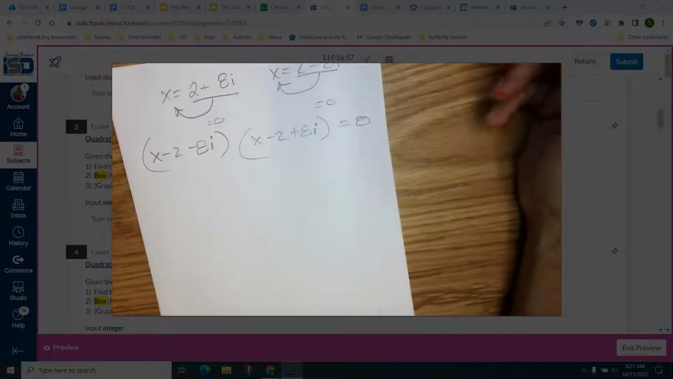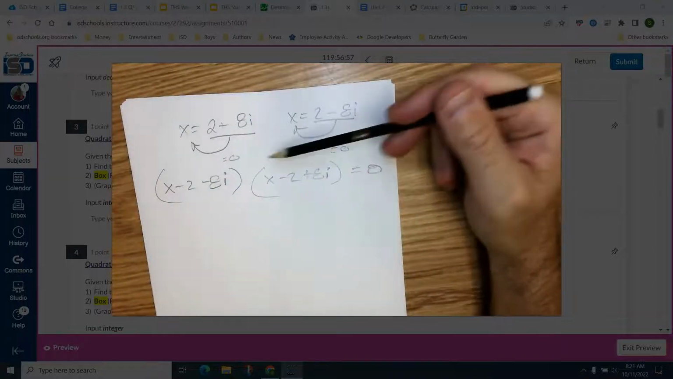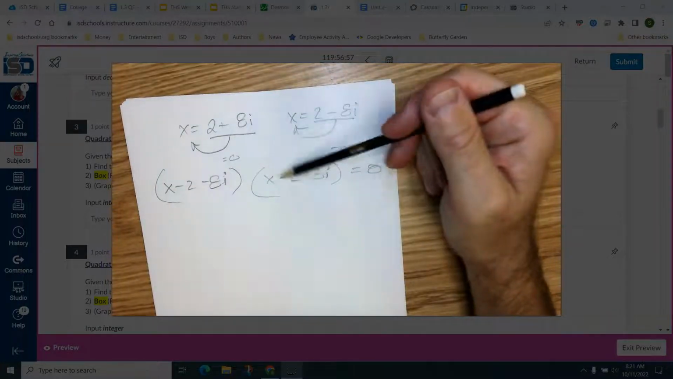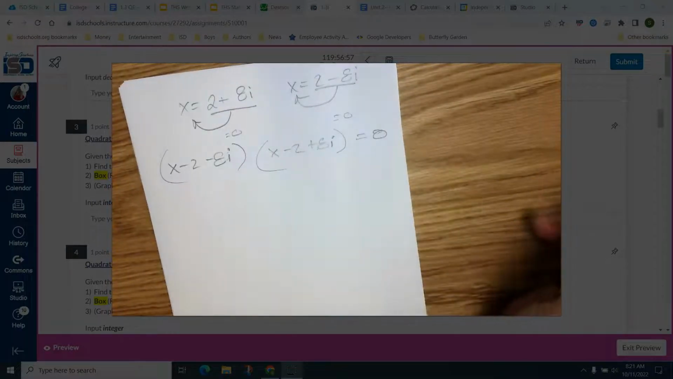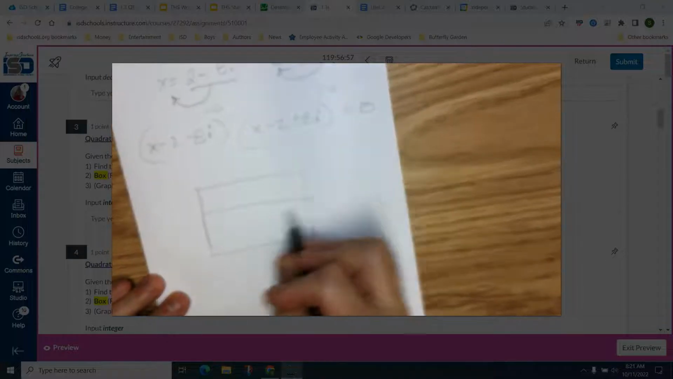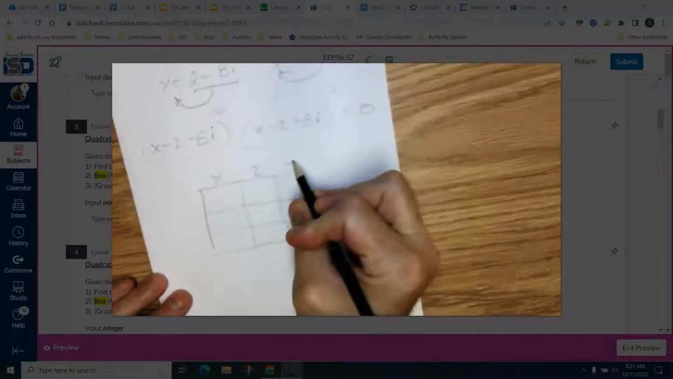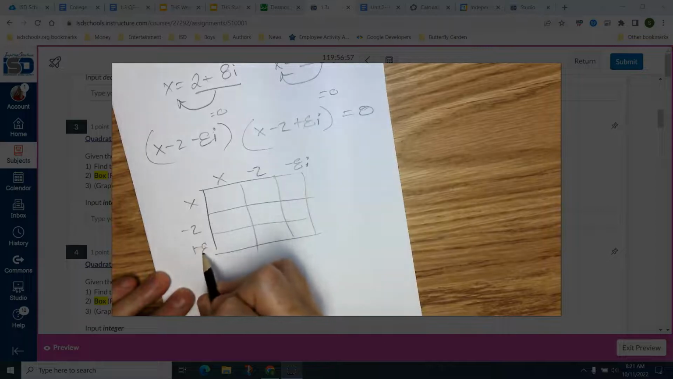Now note, the conjugates, these two, the imaginary numbers are opposite because the i's got to cancel out, and the reals are the same. Okay, and then the x's are the same also. Alright, so now I want to FOIL this thing. I'm going to box it, multiply it together. Alright, and I have x minus 2 minus 8i. And x minus 2 plus 8i.